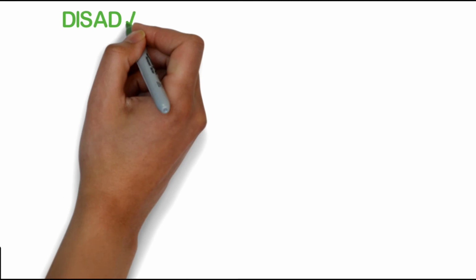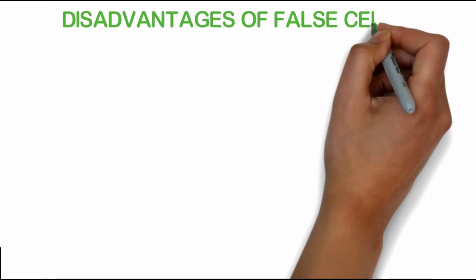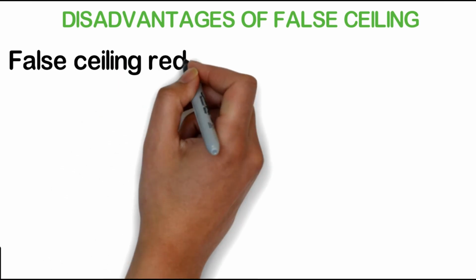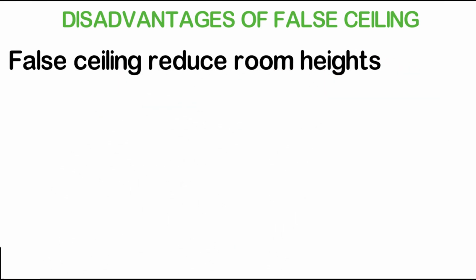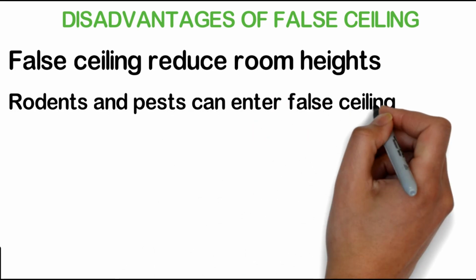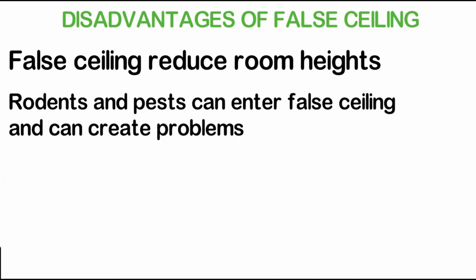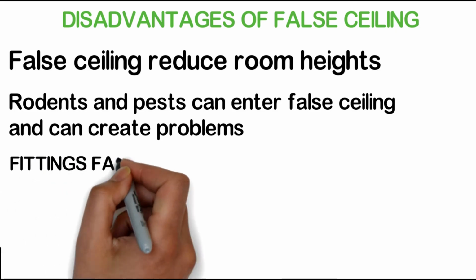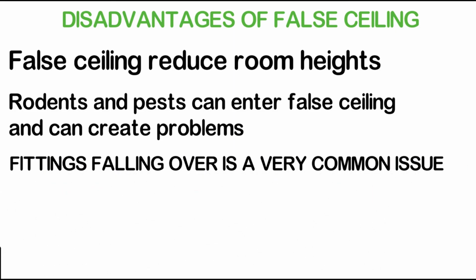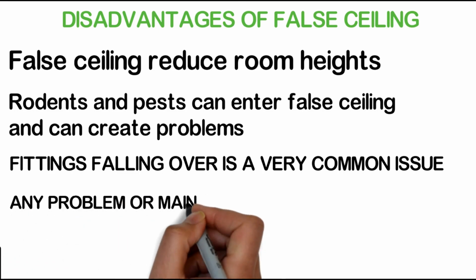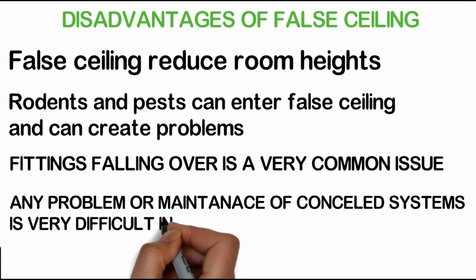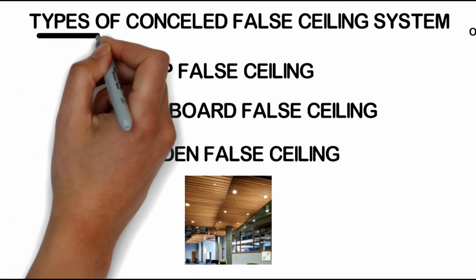What are the disadvantages of false ceiling? False ceiling has both advantages and disadvantages. First, false ceiling reduces the room height. Sometimes it will look awkward and sometimes you will not be able to provide any fan. And rodents and pests can enter the false ceiling and create problems. It's a very common problem of false ceiling, and sometimes the fittings may fall off. If there is some defect in the false ceiling, then the fittings will fall off. And maintenance, in some concealed systems, is a problem. It is very difficult to access and maintain.